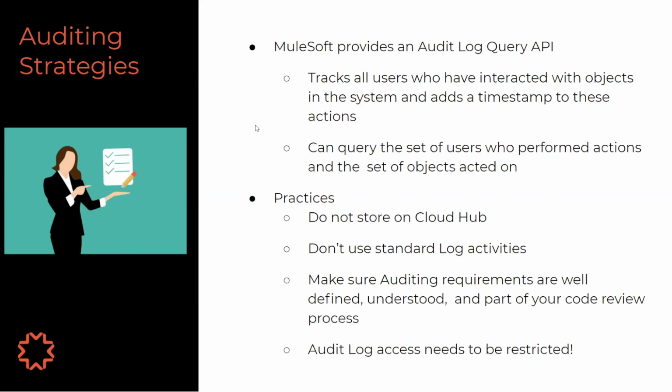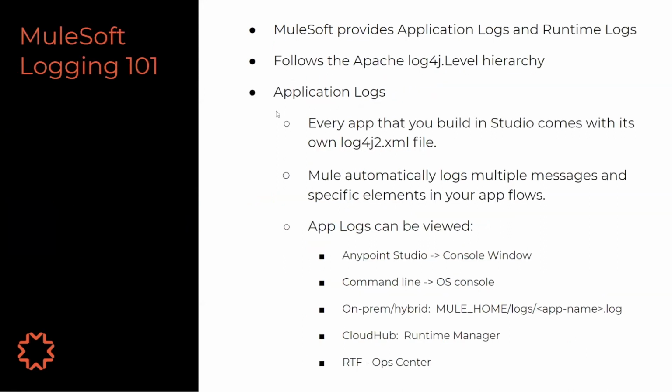And of course, auditing and logging requirements need to be defined and part of your overall code review process. I know that could be a little bit tedious, but at the same time, you'll catch some things if you don't do it. And finally, when you do have audit logs, restrict access to them as opposed to debugging logs. So we've covered a little bit about logging best practices and the difference between auditing and logging. Those were the higher level parts of this presentation.